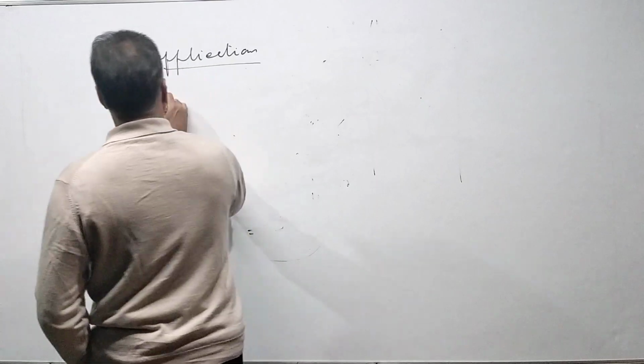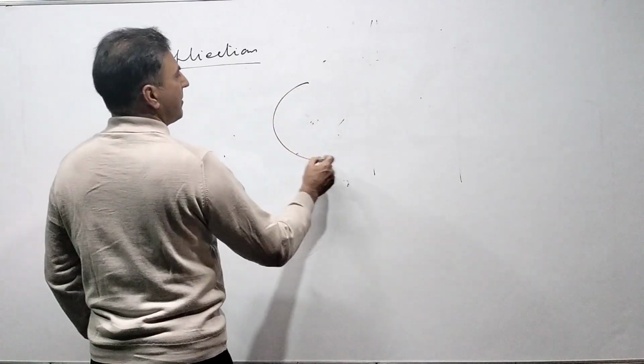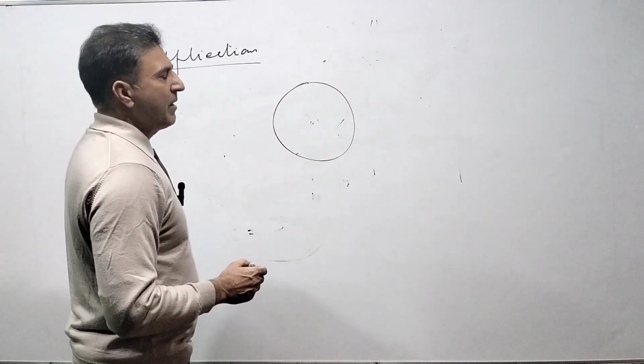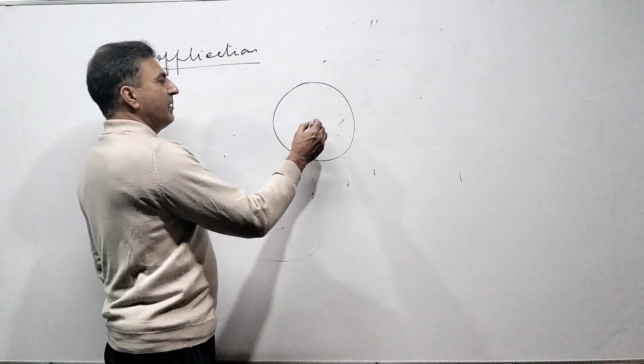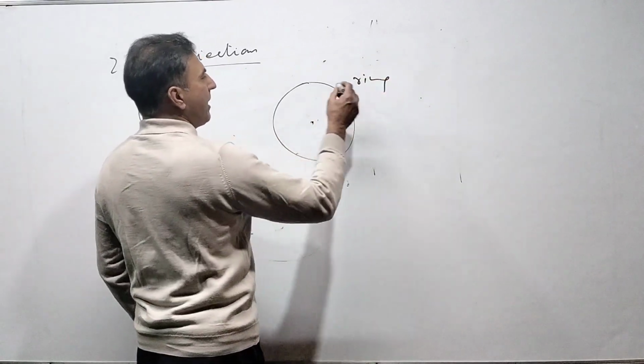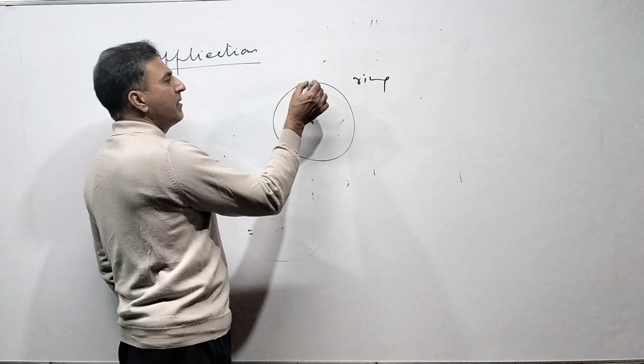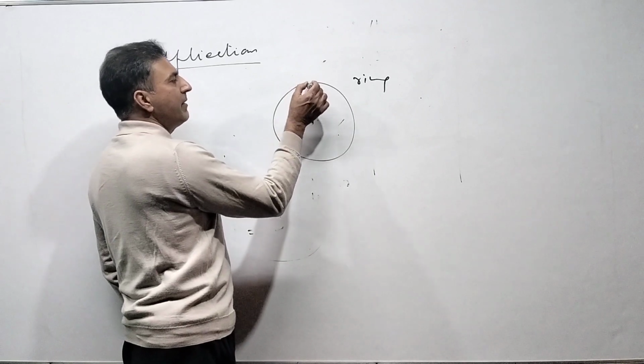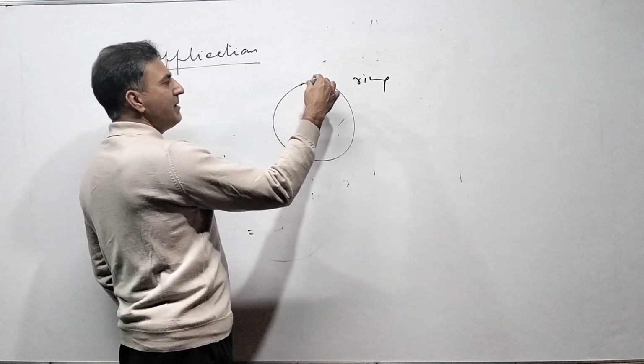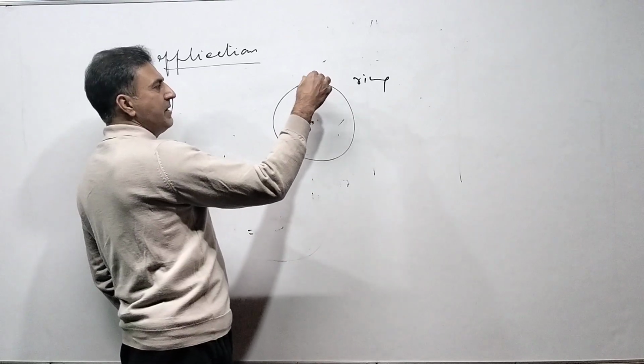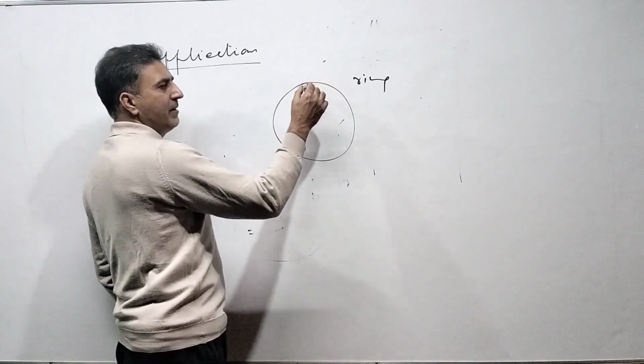Third example. It's a ring here, and I have a needle beneath this periphery. What is the moment of inertia about this needle which is just beneath the periphery?